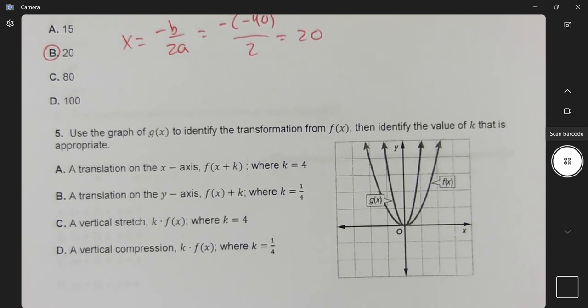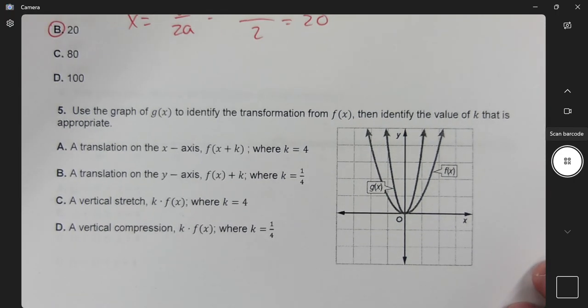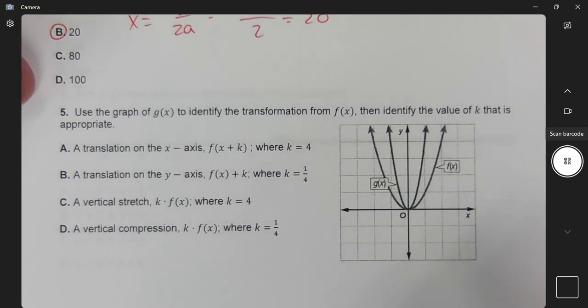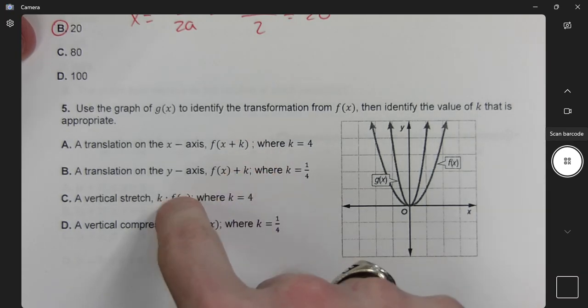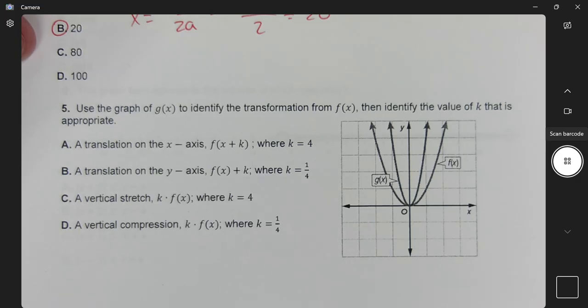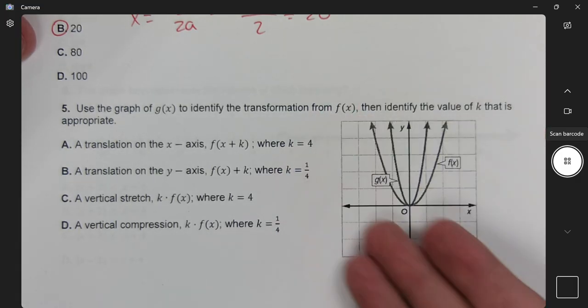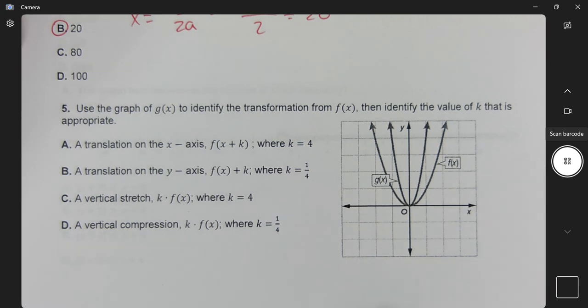Use the graph of g of x, which is the skinnier-looking one, to identify the transformation from f of x. Identify the value of k that is appropriate. Okay. Well, you don't have an equation for this, which is going to make it harder for you to use Desmos. What you could do is basically make up your own f of x and then put k places and see if it gets you the kind of picture that you see here. I'll tell you what I mean by that in just a second, but I'll describe what's happening here.